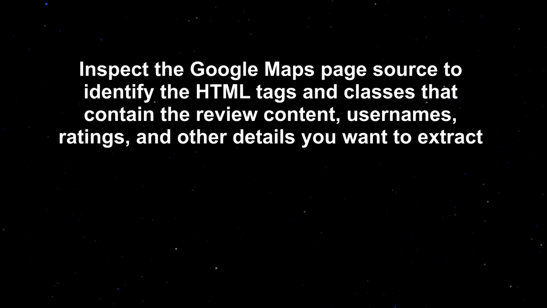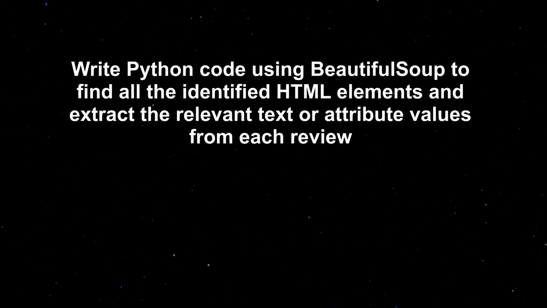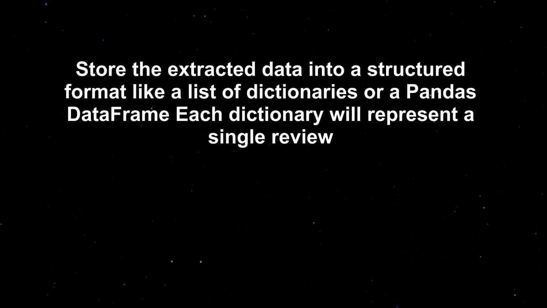Inspect the Google Maps page source to identify the HTML tags and classes that contain the review content, usernames, ratings, and other details you want to extract. Write Python code using BeautifulSoup to find all the identifying HTML elements and extract the relevant text or attribute values from each review. Store the extracted data into a structured format like a list of dictionaries or a pandas data frame. Each dictionary will represent a single review.